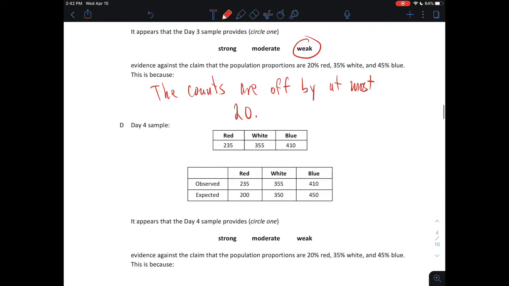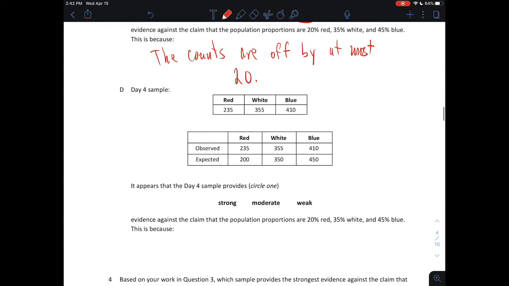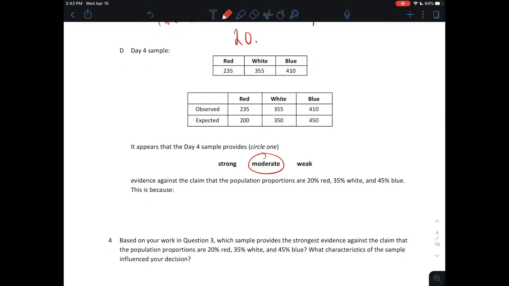And then finally, part D, day 4 sample. Here the red is 235, the white is 355, and the blue is 410. So now if you compare what's observed to what's expected, the red has 35 more in what's observed, the white has 5 more, but the blue has 40 less. So this isn't as extreme as the day 2 sample, but this also isn't as small as what we saw in days 1 and 3. So we might say that this is moderate evidence. It's kind of unsure. Could be strong, could be weak, somewhere in between.